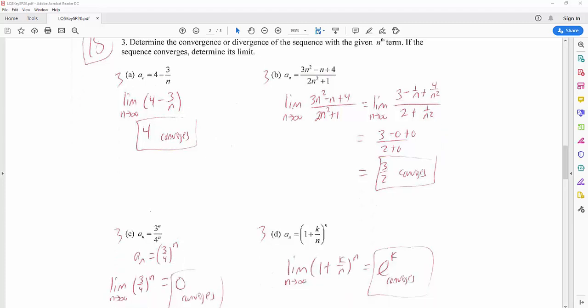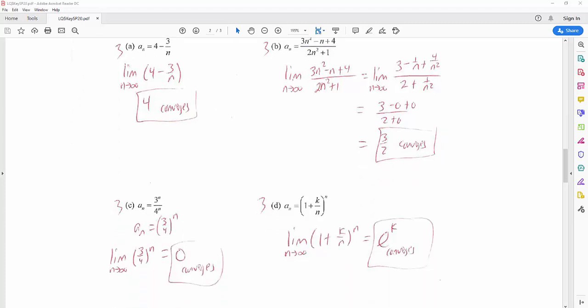Likewise with B, it really jumped out for C. For some reason, a lot of you started to look at these as series. These are not series. These are sequences. Does the sequence converge? So a sub n equals 3 to the n over 4 to the n, which I can rewrite as (3/4) to the n. It's just the sequence (3/4) to the n, not the series. So the limit as n goes to infinity of (3/4) to the n, that limit is 0.